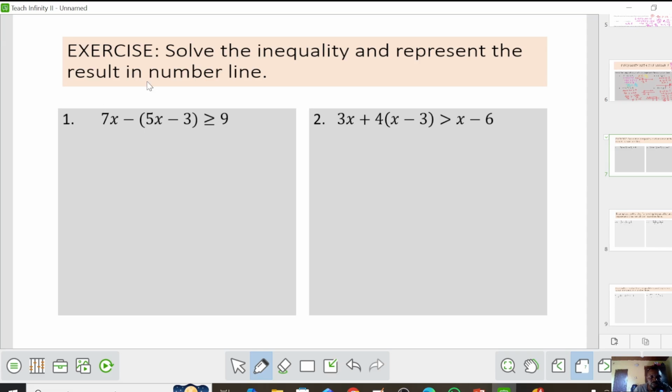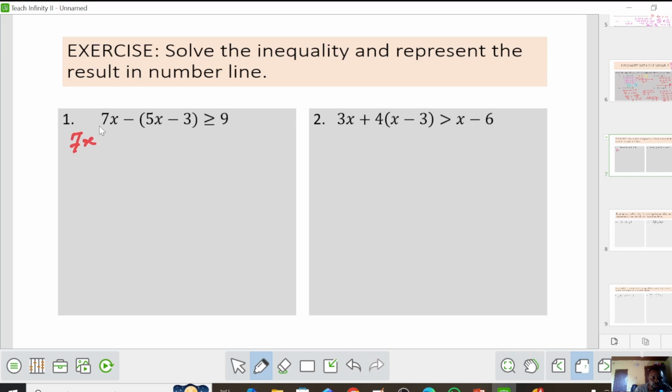The next question says solve the inequality and represent the result on a number line. You can see that the more you move along with this inequality along the slide, the harder the inequality is becoming, right? In this one, you need to do some expansion. To solve it, which is still very easy, I believe you can do them.